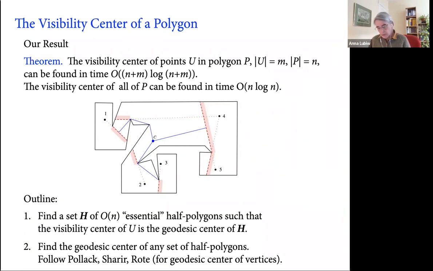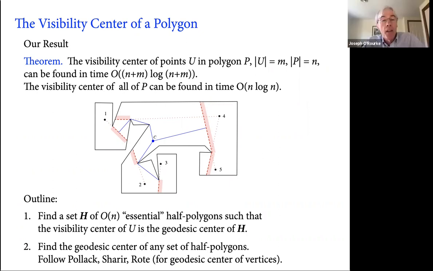And here's the outline of how we're going to do this. We're going to reduce the visibility center to a half polygon center. So we're going to find a set of half polygons of size order n and do it within our time bound, such that the visibility center of those points is the geodesic center of the half polygons. And then we're going to solve separately this problem on its own, find the geodesic center of any set of half polygons. And we're going to follow the Pollock technique for doing that. So is there any question about what this statement is saying then?